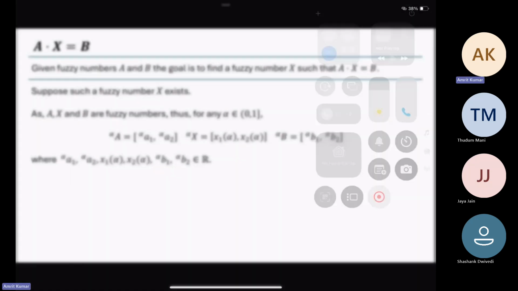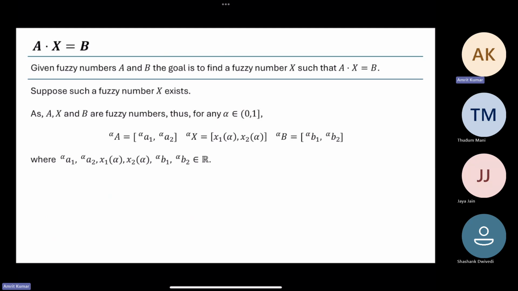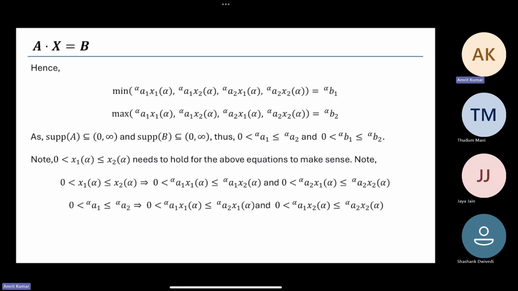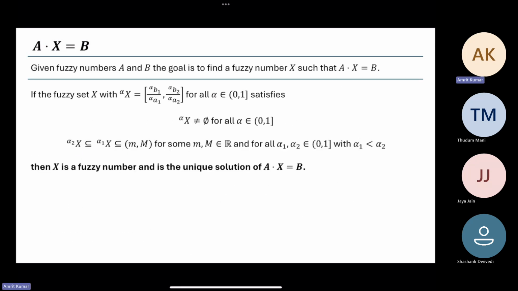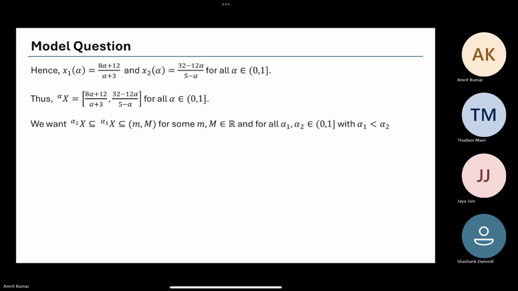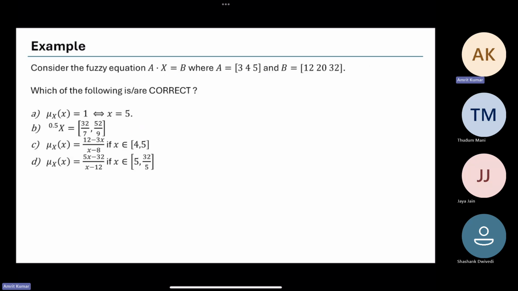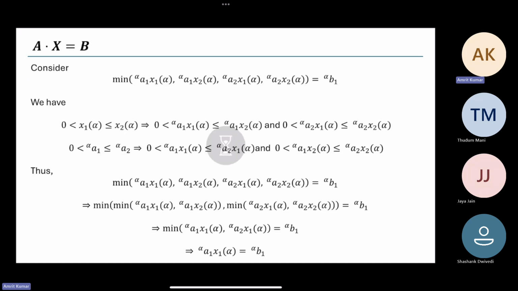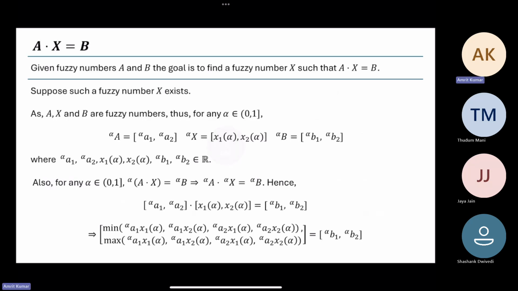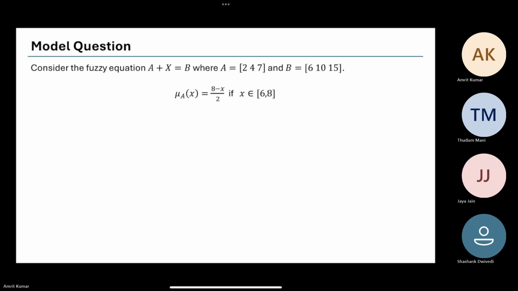I wanted to discuss one example of this type of fuzzy equations as well, but it turns out that we are running out of time. So maybe I'll just share these slides and you can go through them. They are sufficiently detailed, so I hope it should not be an issue. You just need to fill in these gaps, and that is easy to do because I've already indicated in detail how to actually derive the method to solve such equations, right?